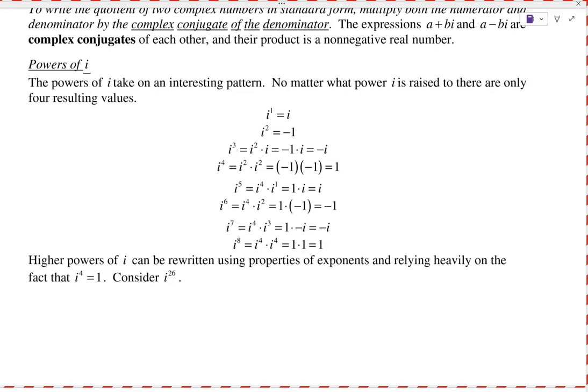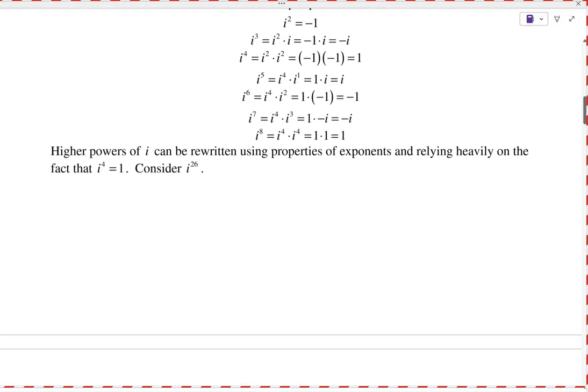Okay? So here's how we can calculate powers of i pretty quickly. Let's look at i to the 26th. I look at my exponent, my 26. It repeats every 4, so what we're going to do is divide 26 by 4. It cycles around every 4, so we'll divide it by 4 to start with. What we're interested in is the remainder.